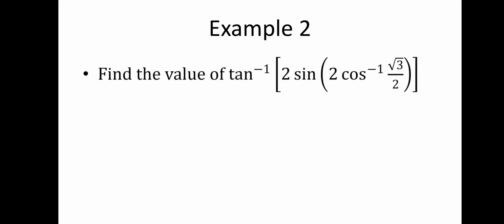Problem number 2. Now this is a little bit bigger one, but once we understand the idea, it becomes easy. You have to find the value of this big expression: tan inverse of 2 sine of 2 cos inverse root 3 by 2. It looks pretty big, but definitely it's a very small problem. Always remember, whenever you have problems like this, we solve inside out. Inside out means we start from inside and move outside.